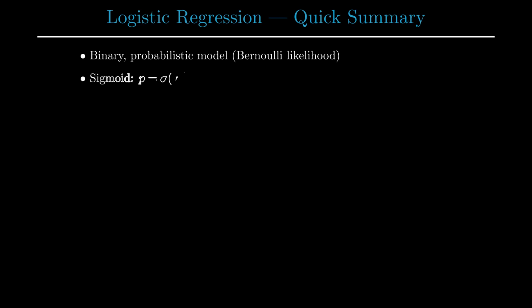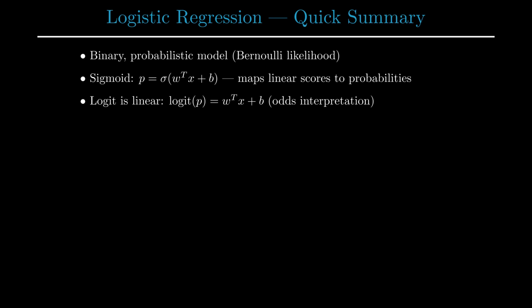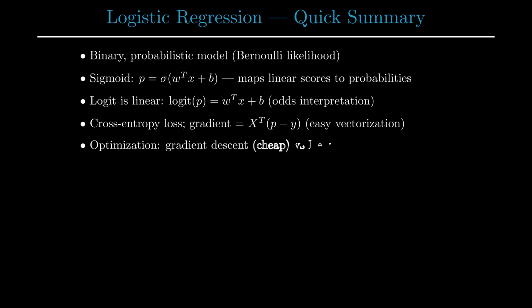To summarize, logistic regression models binary classification as a probabilistic Bernoulli process. A linear score is passed through a sigmoid function to produce a probability. These probabilities have a simple structure. The log odds are linear in the inputs. We train the model using cross-entropy loss, whose gradient vectorizes neatly as data times prediction error. We optimize with either gradient descent or Newton IRLS, which converges in fewer iterations by using curvature.